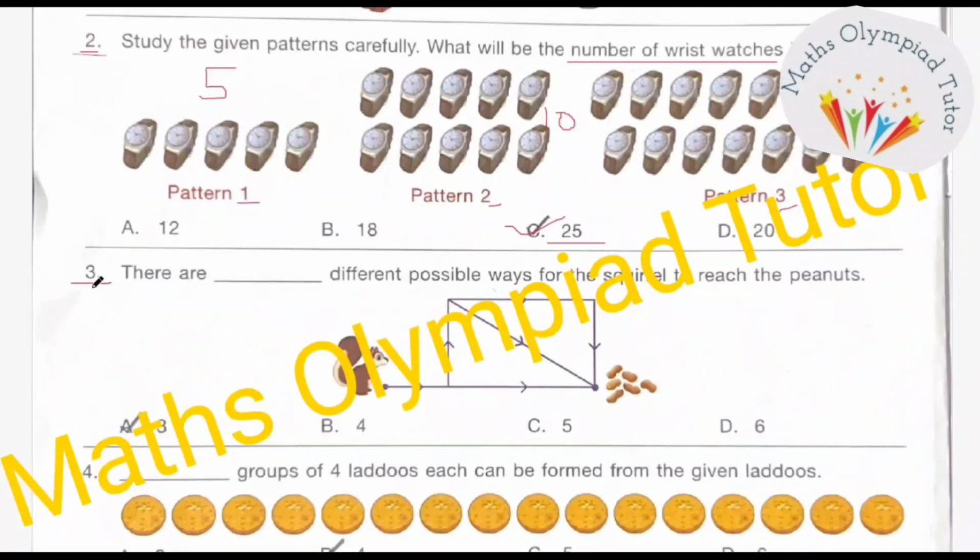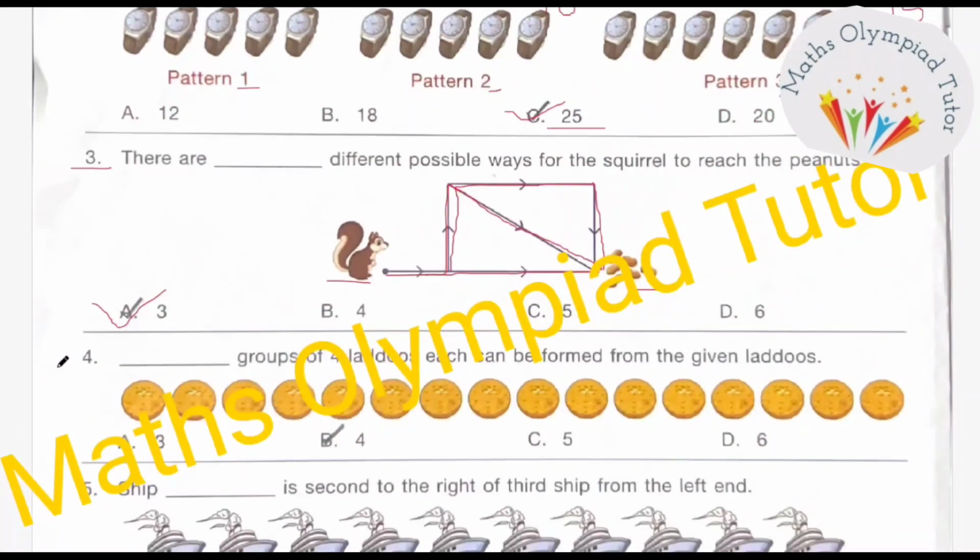Then it is question 3. Question 3 says there are dash different possible ways for the squirrel to reach the peanuts. Now only we need to find the different possible ways here. So squirrel will go to the peanuts in this way. It can also choose this way, and it can also choose this way. So in all, as we can see, there are 3 different possible ways. So we should select option A, that is 3.